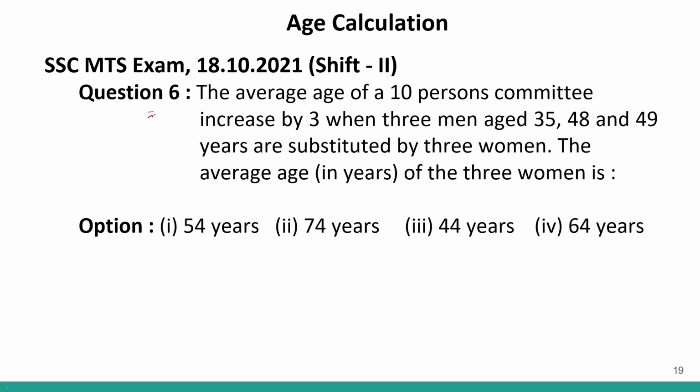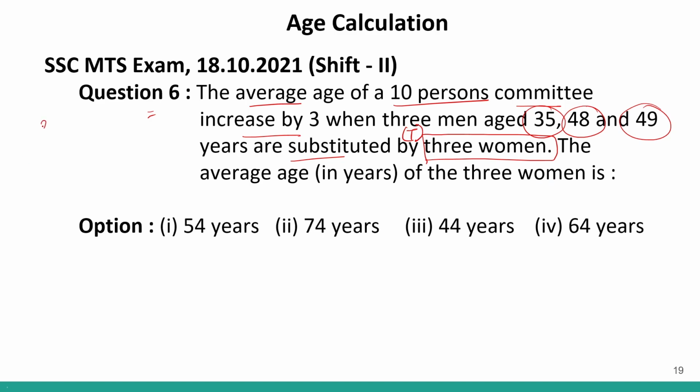Now, question number 6. The average age of a 10 person committee increases by 3 when 3 men are substituted by 3 women. The ages of these 3 men are given, and the ages of these 3 women are not given. So let us say the total age of these 3 women is T. Correct? Now we have to find the average age of the 3 women.